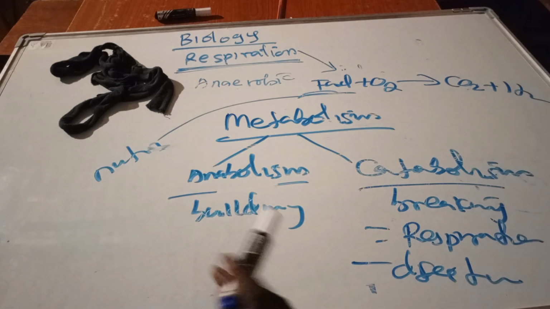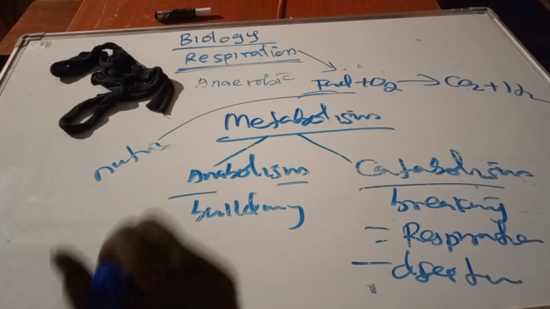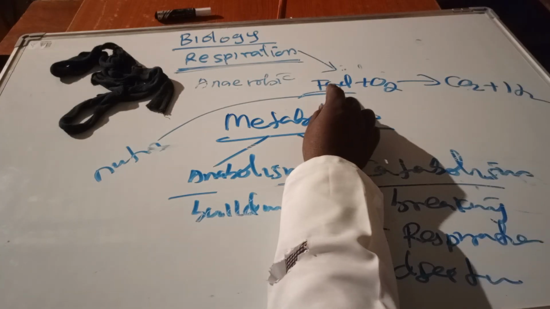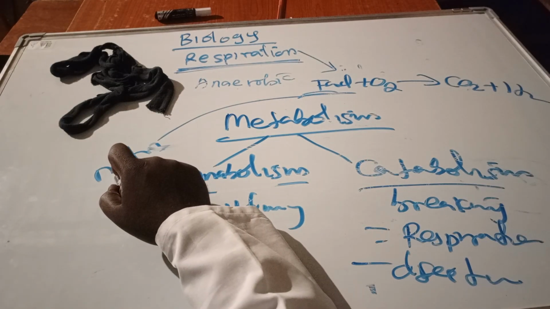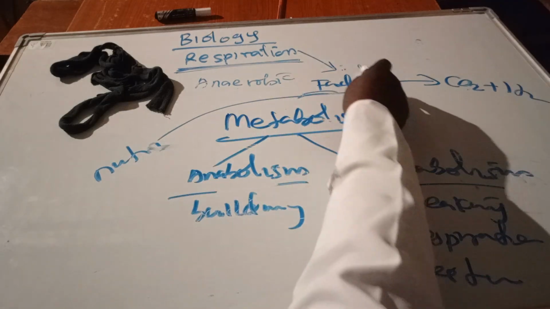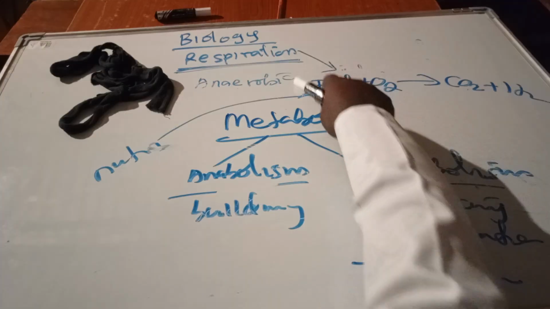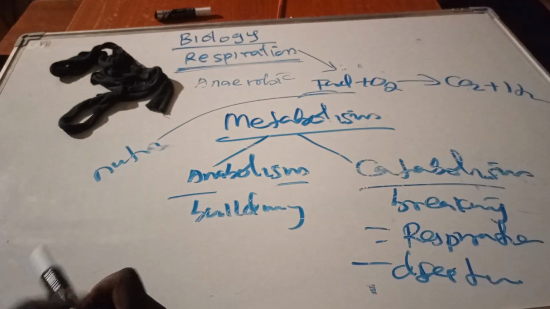So they can ask you all those questions. You just need to be very careful in answering them. If they ask you where this food substance or glucose comes from, which characteristic of living things is it? It comes from nutrition. Then again, this equation is under which characteristic of living things? It comes from respiration.